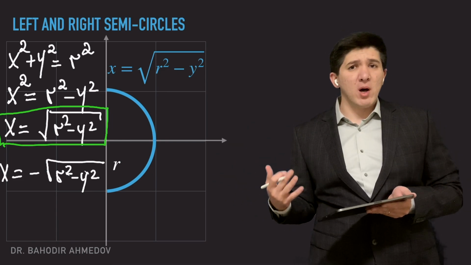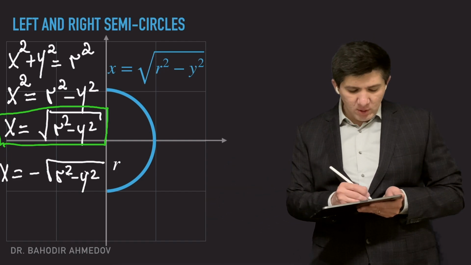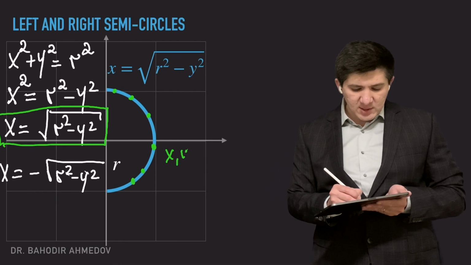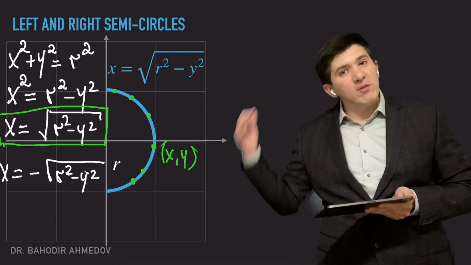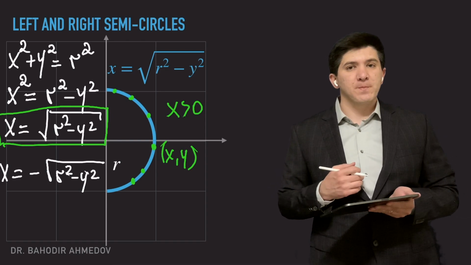X is always positive because you're taking the square root of the number, right? So essentially, all of these points here on the right-hand side part have positive x coordinates. If you would just write down the general coordinates of all of these points here, x is positive for all of these points.